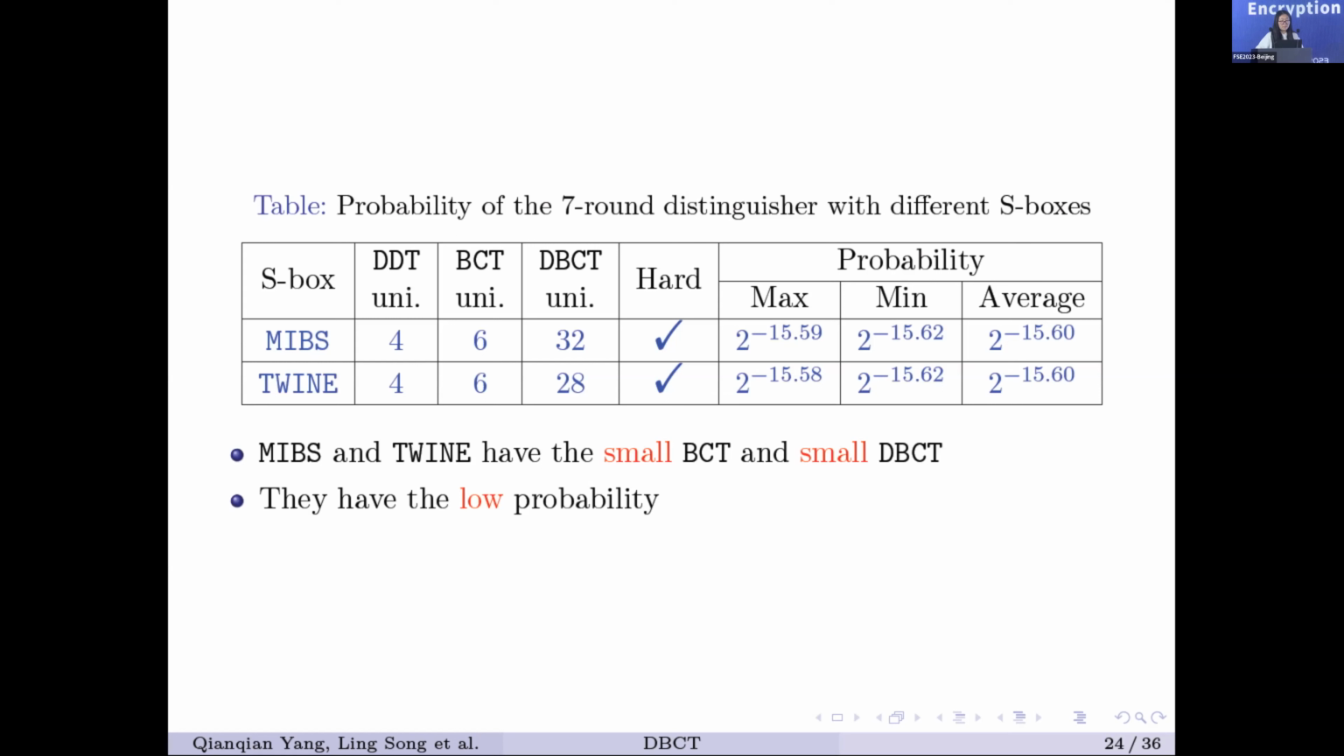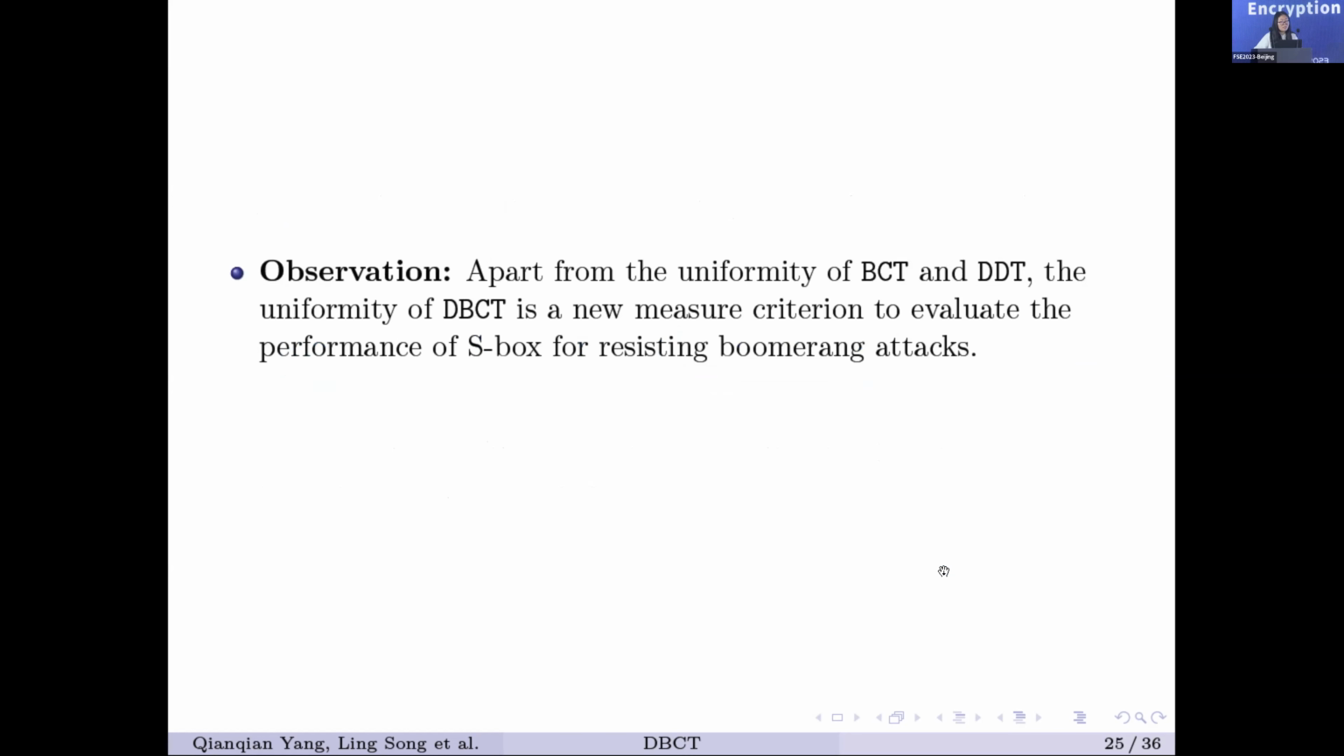MIPS and the twin have the smallest BCT and the smallest DBCT, and both the S-boxes of them are hard. The result is that they have the lowest probability. From these observations, we find that apart from the uniformity of BCT and the DDT, the uniformity of DBCT is a new measure criterion to evaluate the performance of S-boxes.